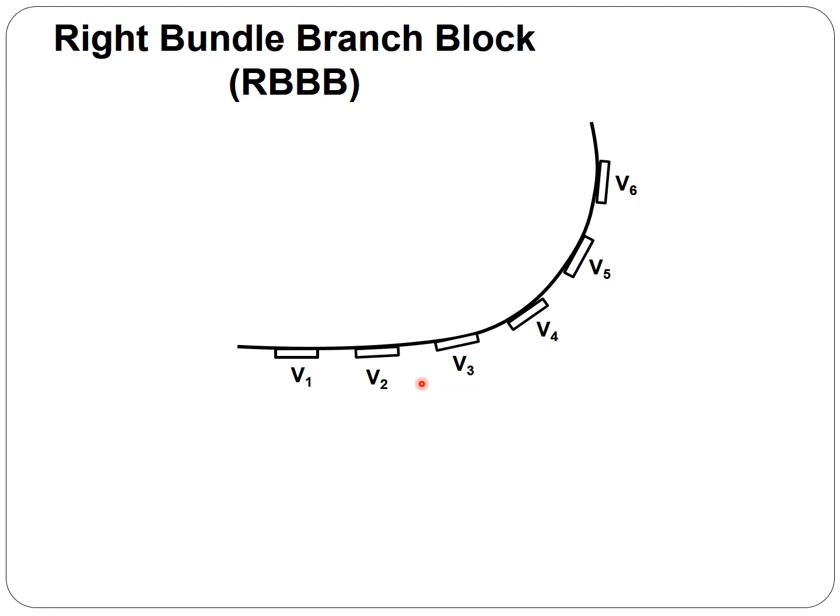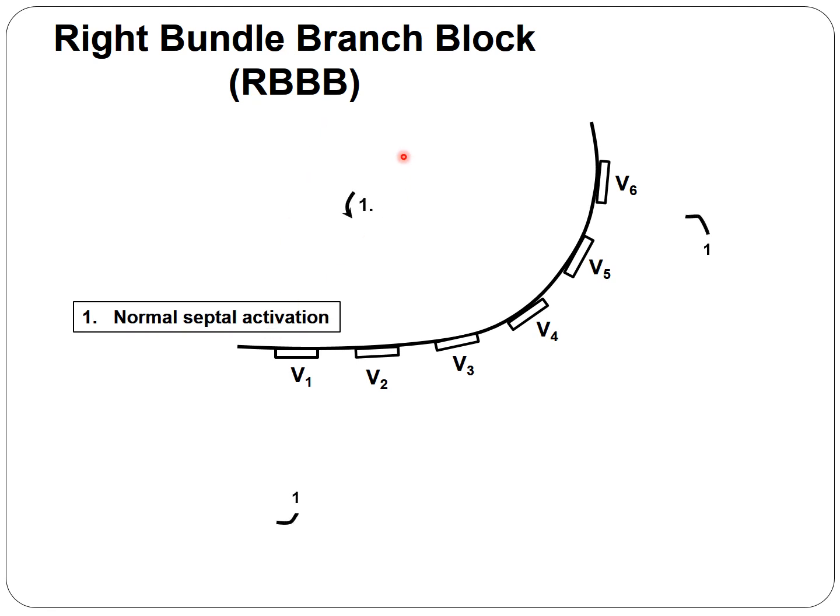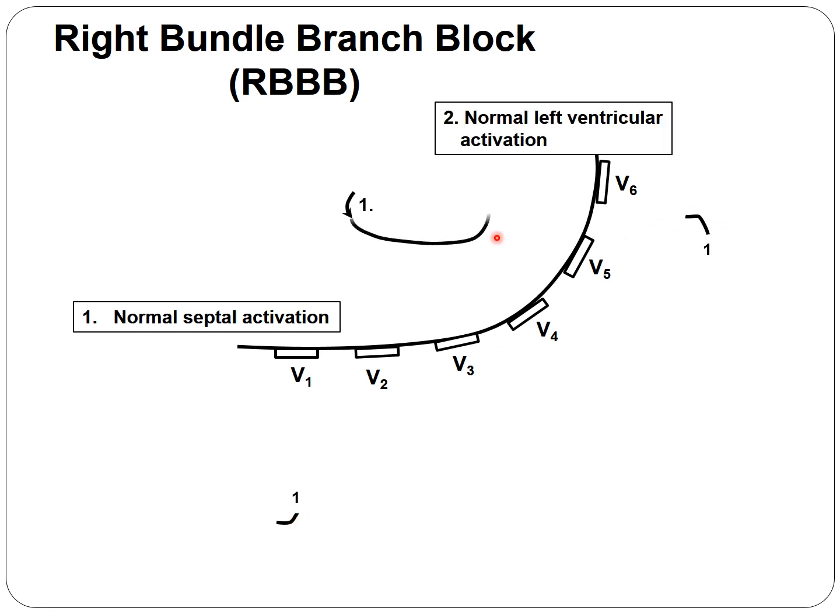What will happen when the right bundle is missing? When we have a right bundle branch block, the septal activation is still normal, because the septum gets the impulse from the left bundle about 90%. Now, in V1 we have an initial R, and in V6 we have an initial Q wave. Next, the left ventricle activation is still normal because the left bundle is not altered. So we have an S wave in V1 and an R wave in V6.